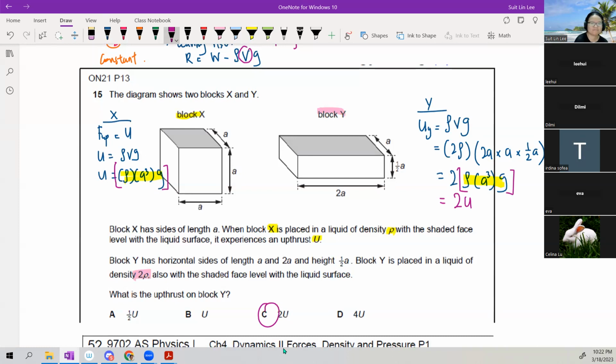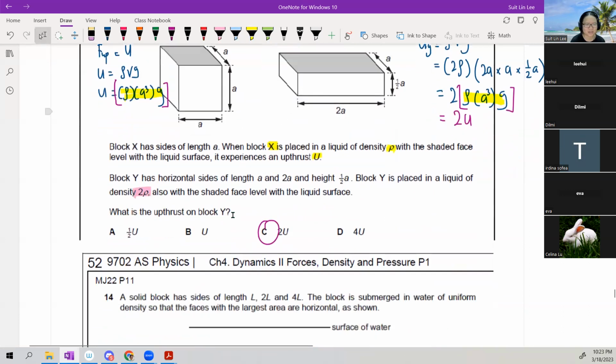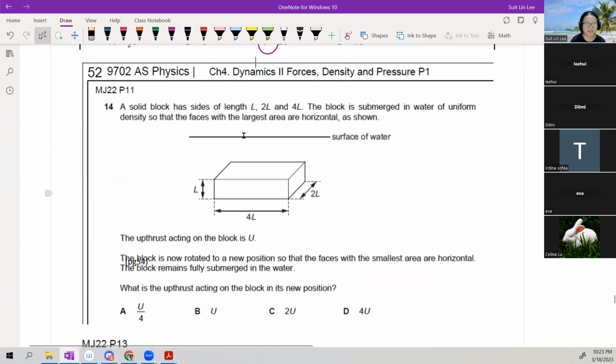2U. Okay. So whenever they give you a scenario like this, I don't care whether it's an upthrust question, pressure question, density question, Young modulus question, or some other question. If you know the equation, just put it in and trust that you can simplify it later. Okay, they are okay, which means I'm going to leave this to you. By the way, I feel like this one is a trick question just by reading. For example, it says here that this is a solid block and the upthrust is U. The block is now rotated to a new position so that the face with the smallest area is horizontal.